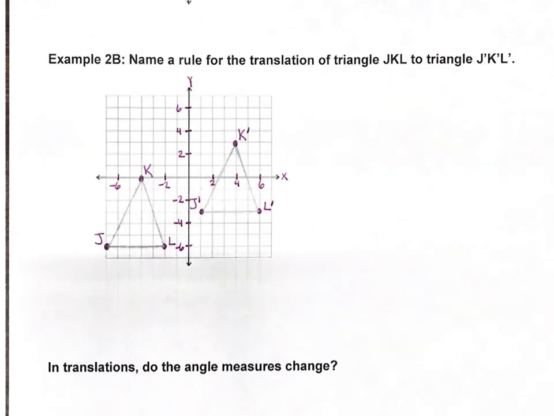Example 2b, once again, we're going to name a rule. So let's see what happened from, let's say, from K to K prime. So first we see if it went left or right, because we're seeing what the change in x was, and it went right. So we go 1, 2, 3, 4, 5, 6, 7, 8 places right. So it went right 8 units, or 8 units right. And then whether it went up or down, and it went up 1, 2, 3 units.